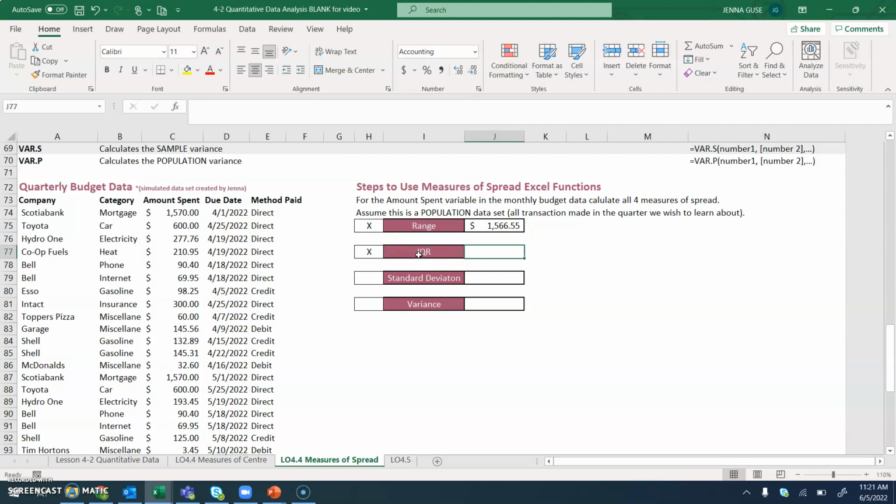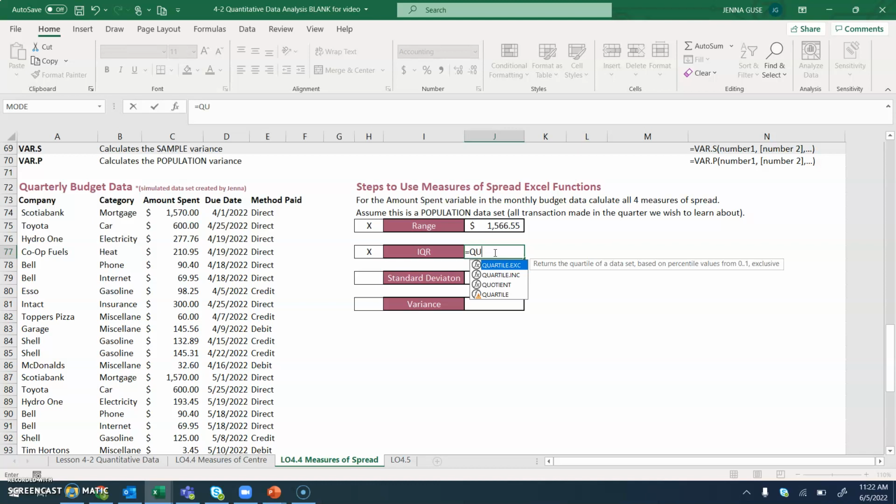It's pretty large, $1,566.55, because we spend so much on the mortgage and then so little on some other things, like coffee from Tim Hortons. Next, we'll find the IQR, which is extremely similar to the range, except for finding the max and the min. We need to find the difference between 75% of the data and 25% of the data.